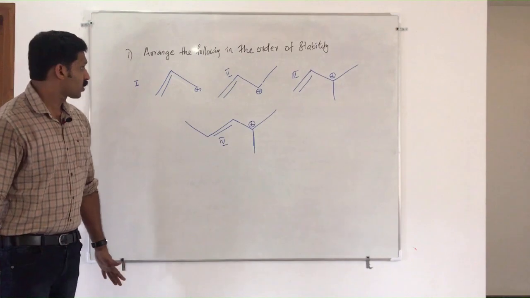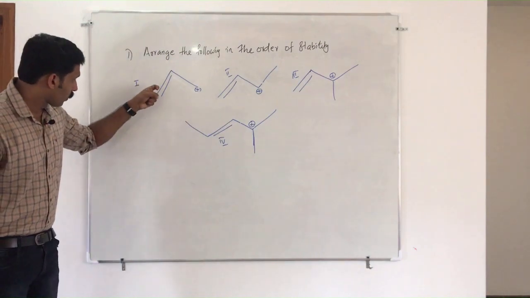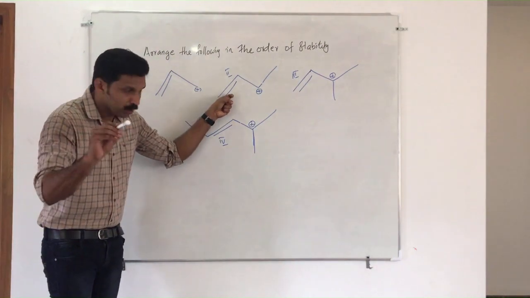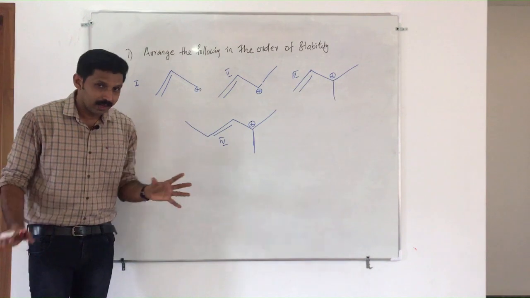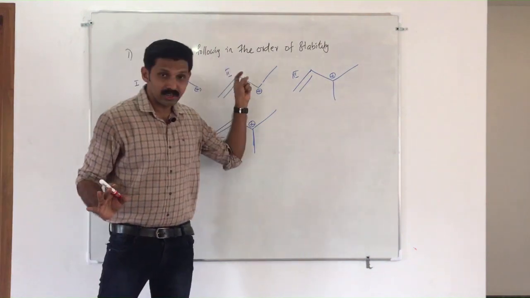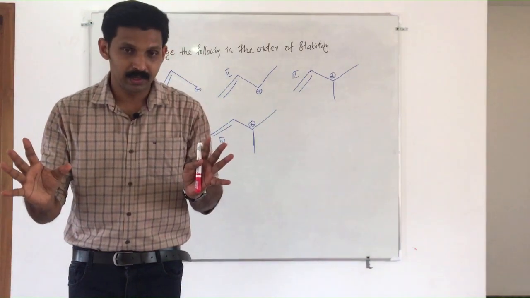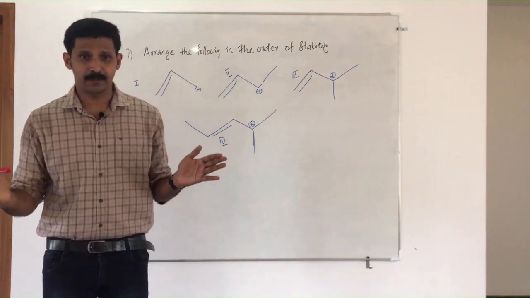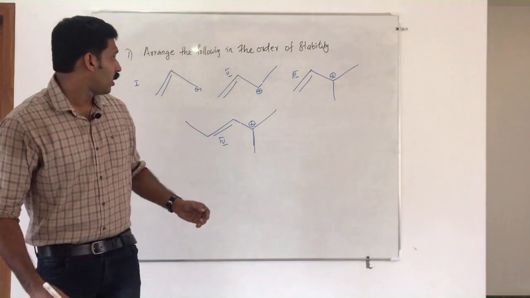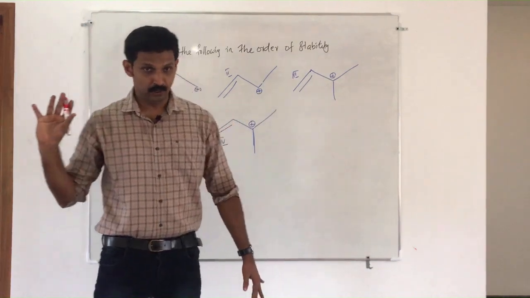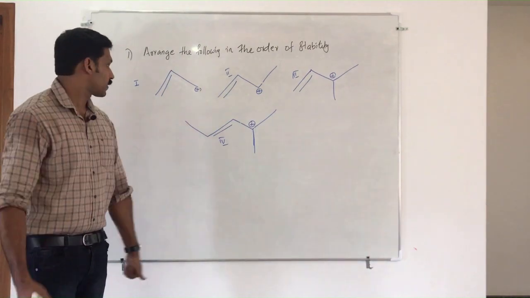Now look at the first question. Arrange the following in the order of stability. One molecule is there, another molecule, a second molecule, a third molecule, and a fourth molecule. I request you that after reading these questions, you press the pause button in your video. Then find out the answer yourself. Then check whether it is right or wrong after viewing the rest of this video. Just pause it and then I'm going to do the answers.